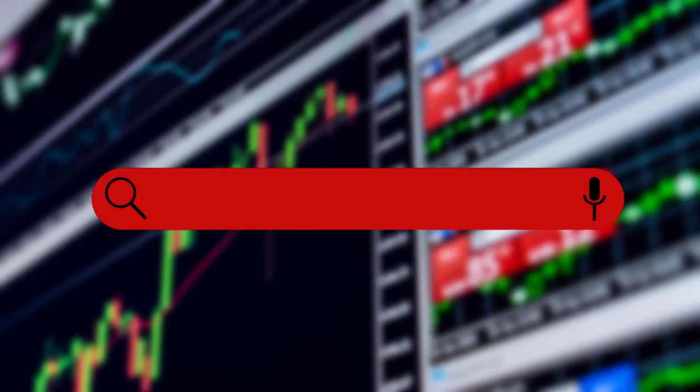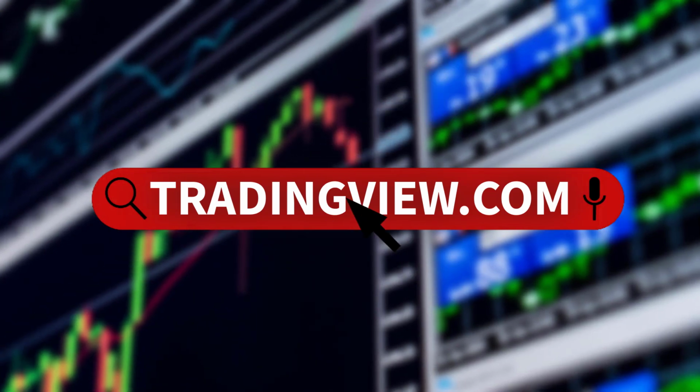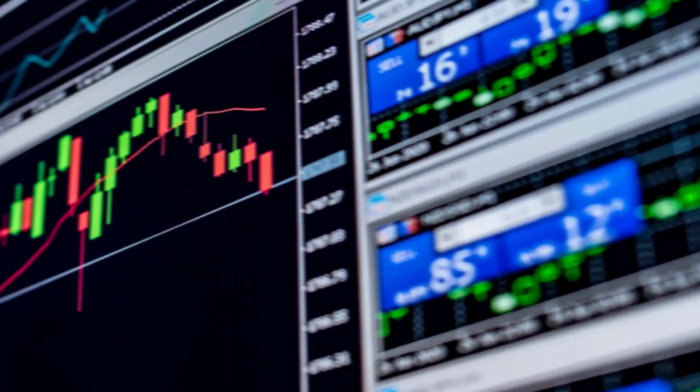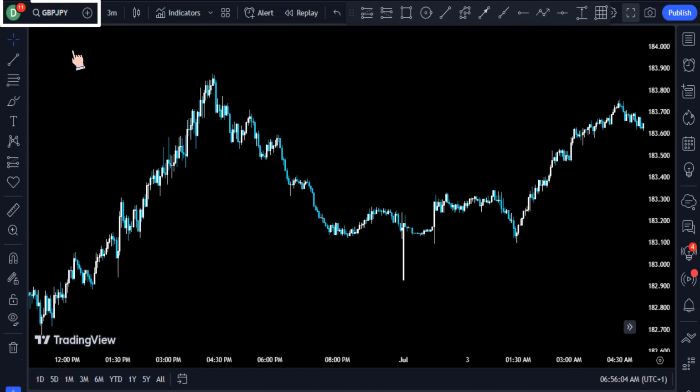The first thing you're going to want to do is go to TradingView.com for you to read the charts and to enter your trades. As you can see, we are open to the price of the British pound with the Japanese yen currency pair and on the 3-minute time frame.